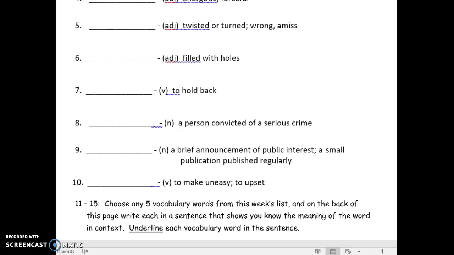For numbers 11 through 15, choose any 5 of the vocabulary words from this week's list, and on the back of the page, write each one in a sentence that shows you know the meaning of the word in context. Not write a definition of a word. Use the word in context.